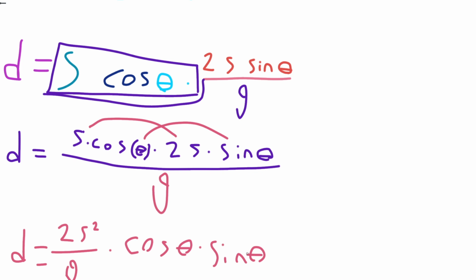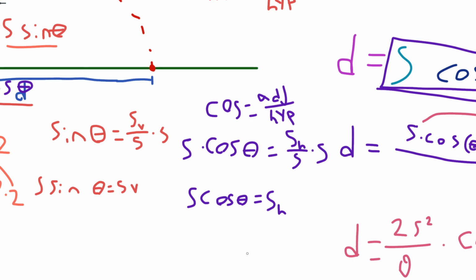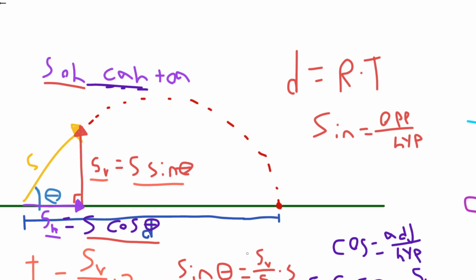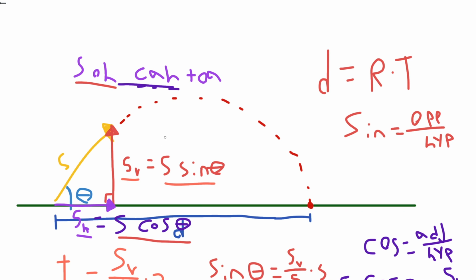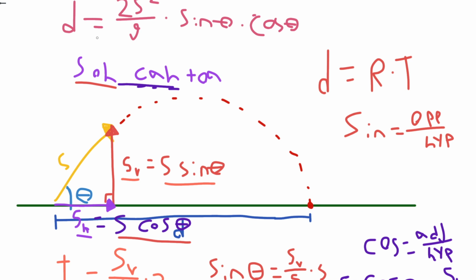This is our distance. Now, here, let me just write it again over here. Here we go. So, distance equals 2S squared divided by g times sine of theta times cosine of theta. So here is our equation.